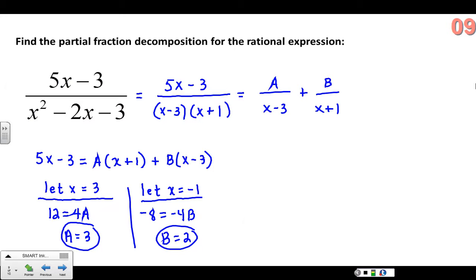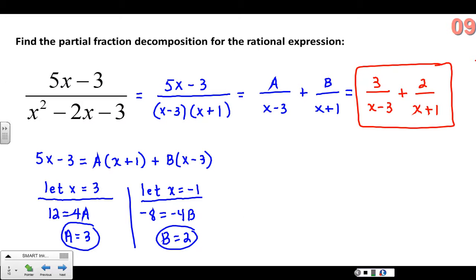Now just go back and substitute, and that's going to be your partial fraction decomposition. I'm going to do this in different colors so you can see it. A is 3 over x minus 3 plus 2 over x plus 1. That's your partial fraction decomposition. In other words, if I were to add those two fractions together, they would give me this combined answer.